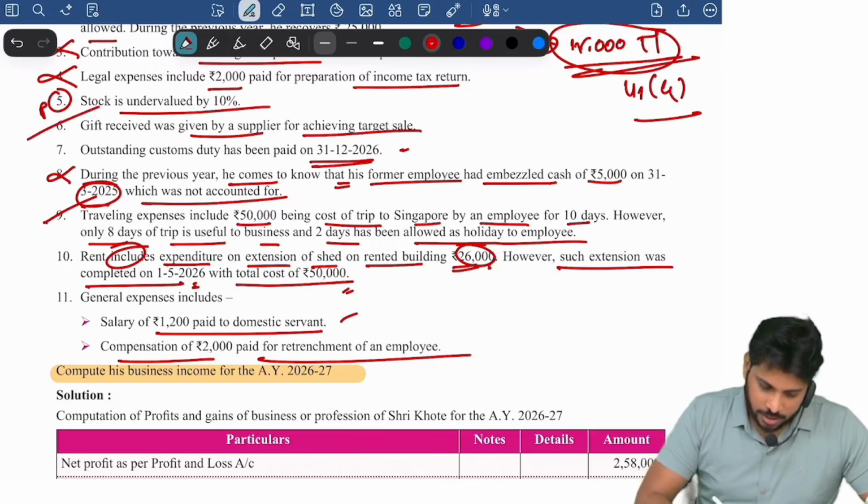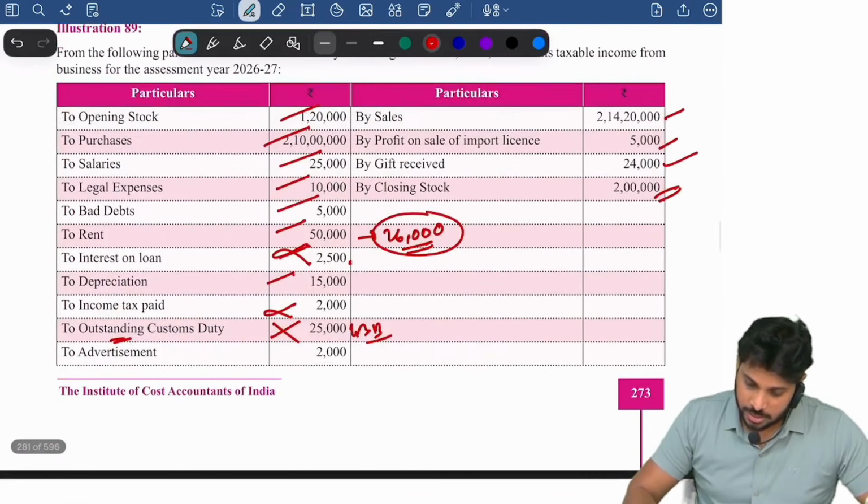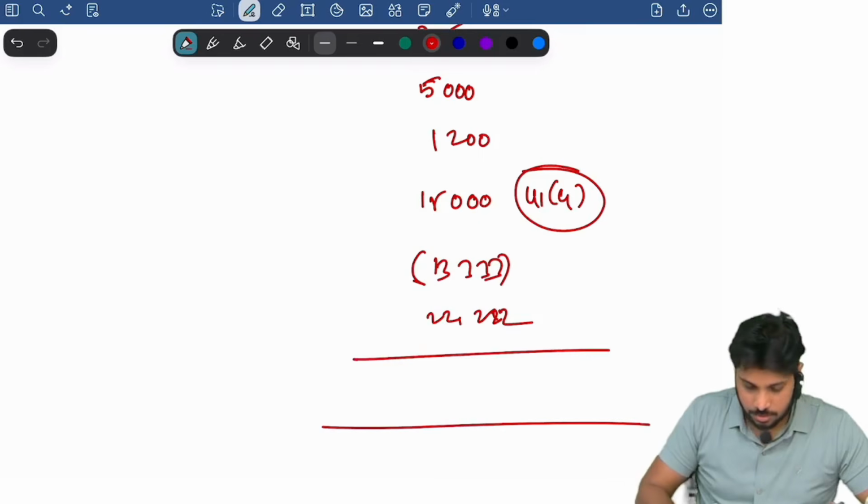Gift received already considered, outstanding considered, embezzlement considered, traveling expense considered, rent included, yes considered, general expense considered, compensation considered, yes or no? Then is there any other related one? That's it. Come to PGBP income. Over. Now tell me.